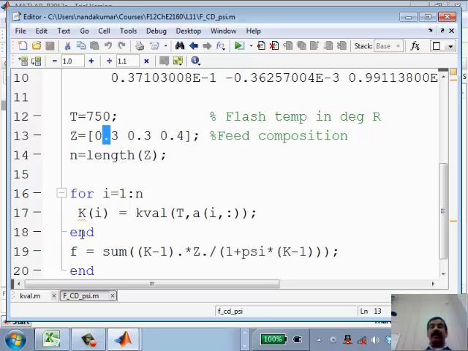Make a call to that function called k-value that I wrote just now. Okay? And to that, I'm passing the value of the temperature, and I'm passing the value of A for each row. When I equal to 1, only the first row. Now there is an error between this and what I wrote for k value. What is the error?